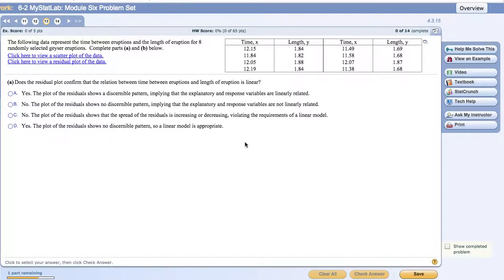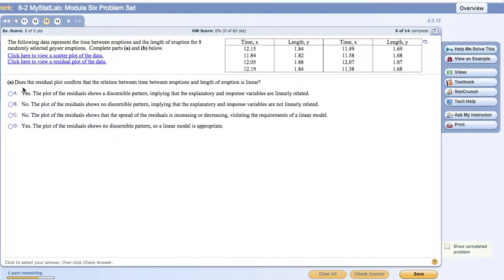And we are going to be going over this problem today. So here we have, this is about geyser eruptions, and these are the lengths of the geyser eruptions, and this is the time between each eruption. And we have this sample of 8 geyser eruptions.